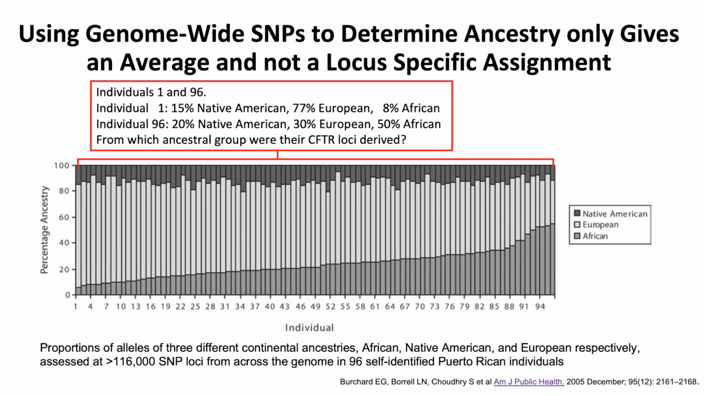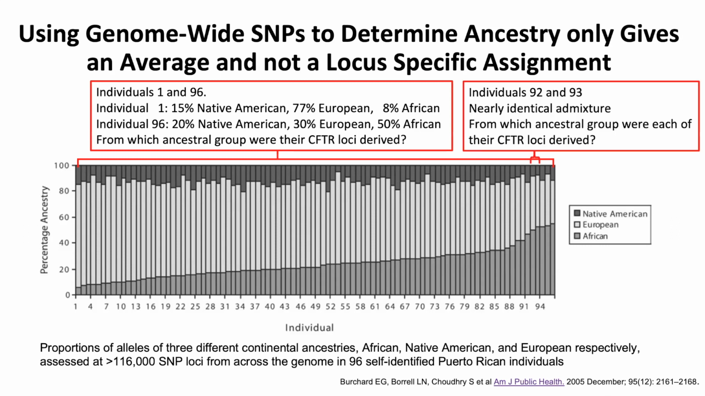These 2 individuals, 1 and 96, could have their CFTR locus in both cases of European origin, in which case they would have very similar kinds of calculations done for them. If you look at individuals 92 and 93, they have almost nearly identical admixture. Okay, from which ancestral group were each of their CFTR loci derived? Well, individual 92 could have a CFTR locus of African origin, and individual 93 could have it of European origin. So it's going to be completely different, even though their admixtures overall, genome-wide, are very similar.